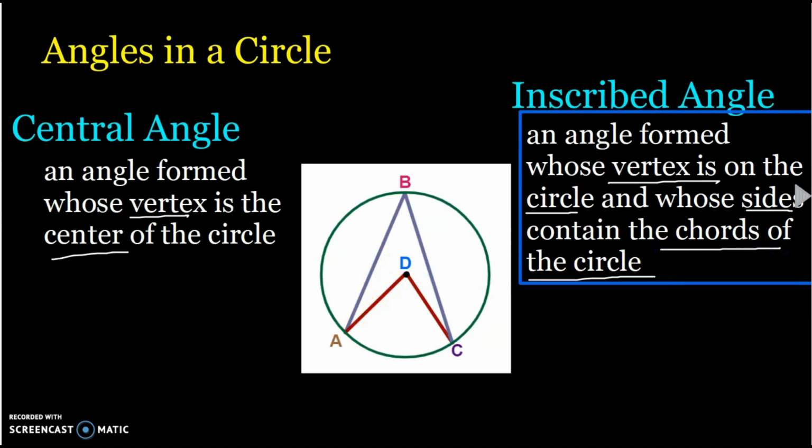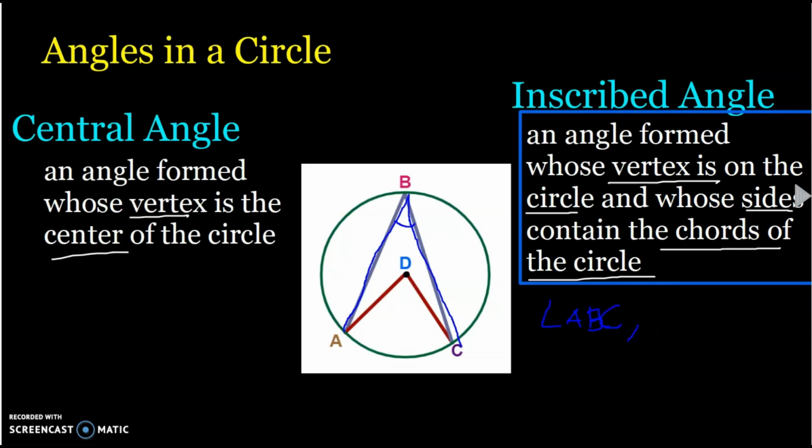So, if we are going to identify two chords from the circle, we have chord AB and BC. These two chords, when combined or put together, form an angle. And as you can see, the vertex of angle ABC is B. And B is a point on the circumference of the circle. Therefore, one inscribed angle that can be determined from the given figure is angle ABC.